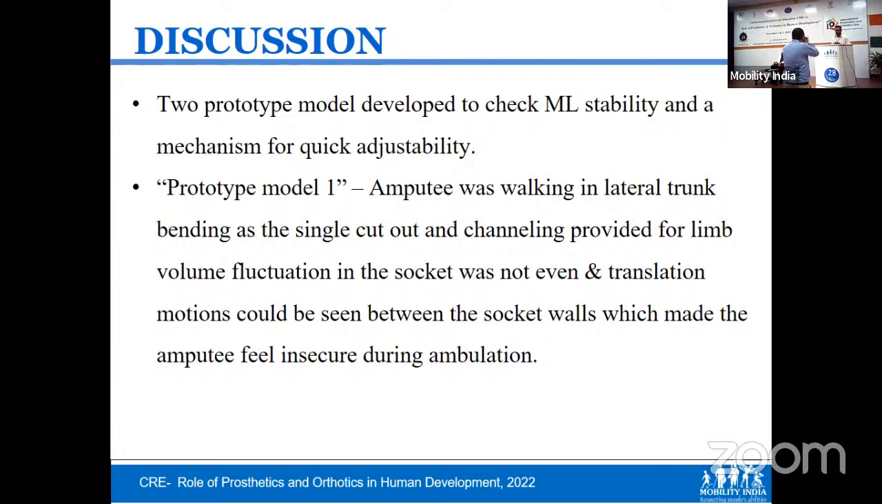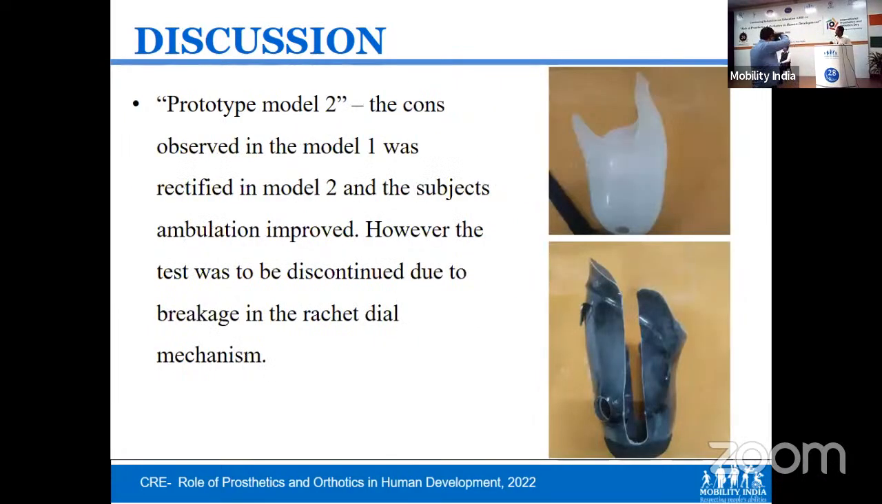All these problems were rectified in prototype model 2. The cons observed in model 1 were rectified in model 2, and the subject's ambulation improved. However, the test had to be discontinued due to the breakage in the ratchet dial mechanism. As you can see, this is the prototype model 2.